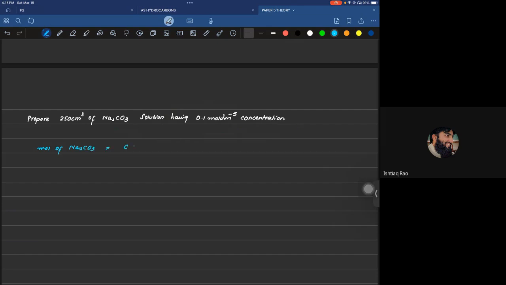Mole is equal to the concentration times volume. Concentration is 0.1 times 250 centimeter cube divided by 1000. Unit must be the same. If this is dm cube, it should be dm cube. So 1 dm cube is equal to 1000 centimeter cube, so I would be dividing this by 1000 and multiplying. So I would be getting the moles of sodium carbonate.